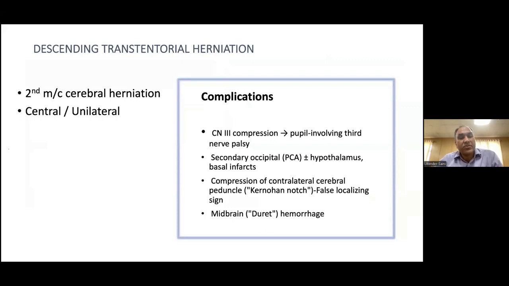It's called central or unilateral. It can lead to third cranial nerve compression, leading to a pupil-involving third nerve palsy. So what happens when the uncus herniates? It obliterates the peduncular cistern and the suprasellar cistern, and there can be compression of the contralateral cerebral peduncle leading to Kernohan's notch, or a false localizing sign in the form of ipsilateral hemiparesis. And there can be midbrain hemorrhage. I'll show you the example.